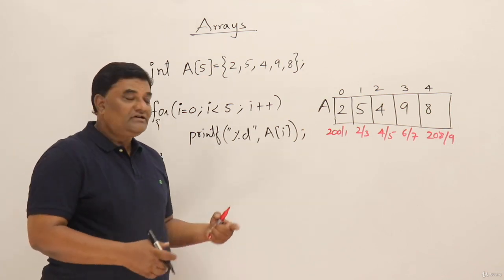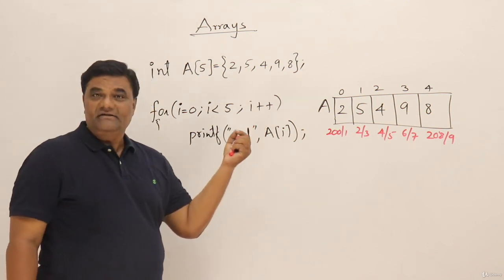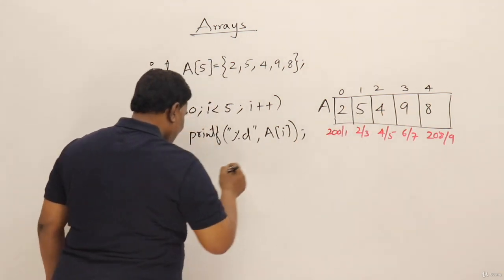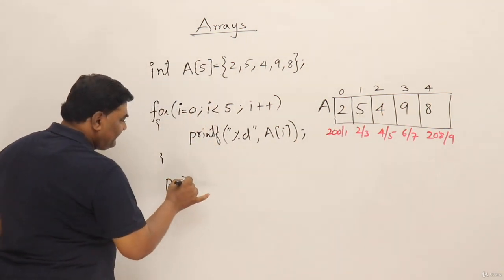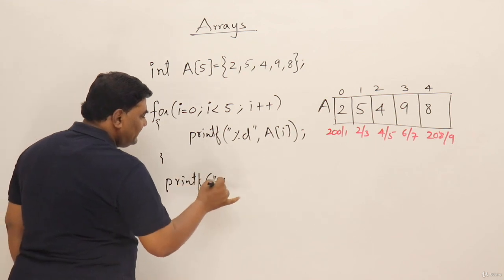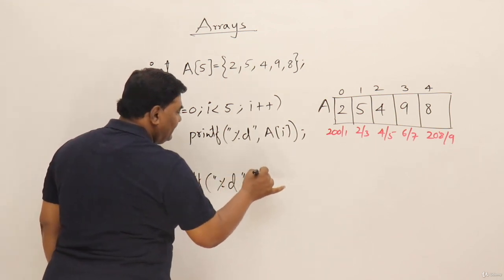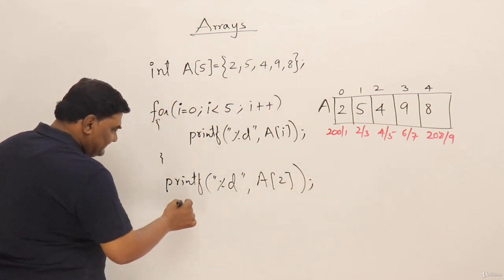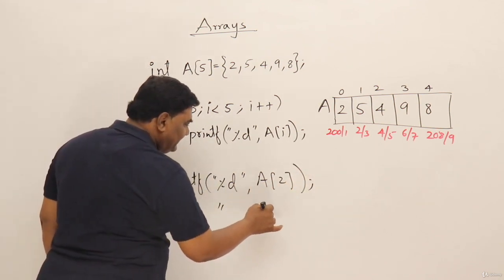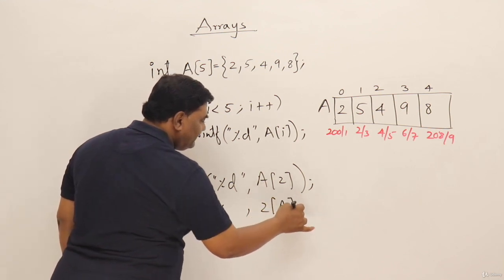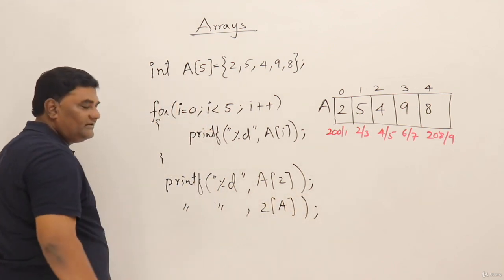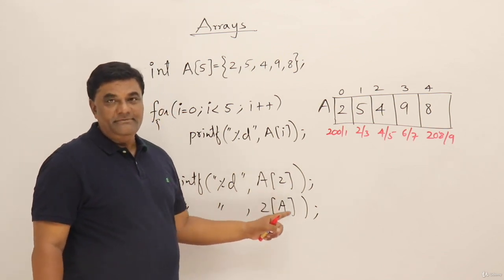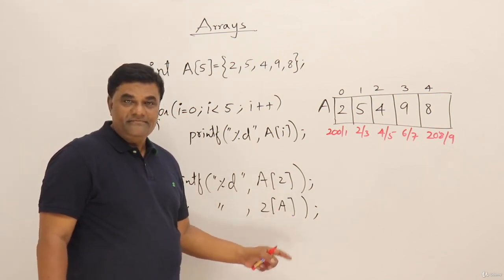Now next let us see what are the ways of accessing a particular element in an array. If I want to print this element, then I can say printf %d a of 2. This is one method. Then the same thing, printf, I can even say 2 of a. This is another method. So even you can use the index outside and the name of the array inside the subscript.